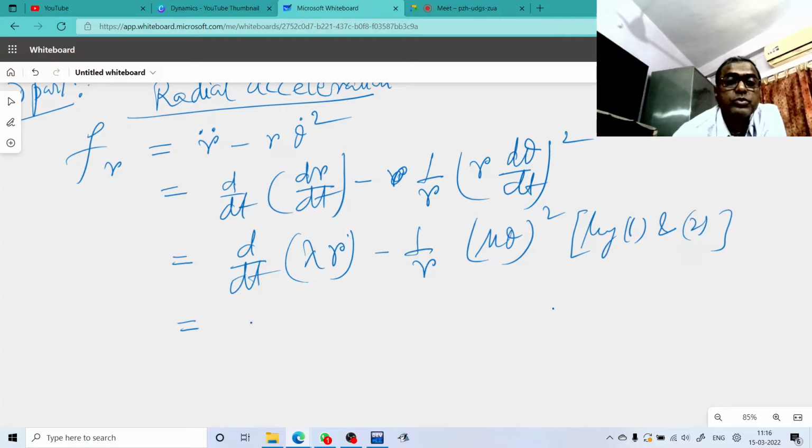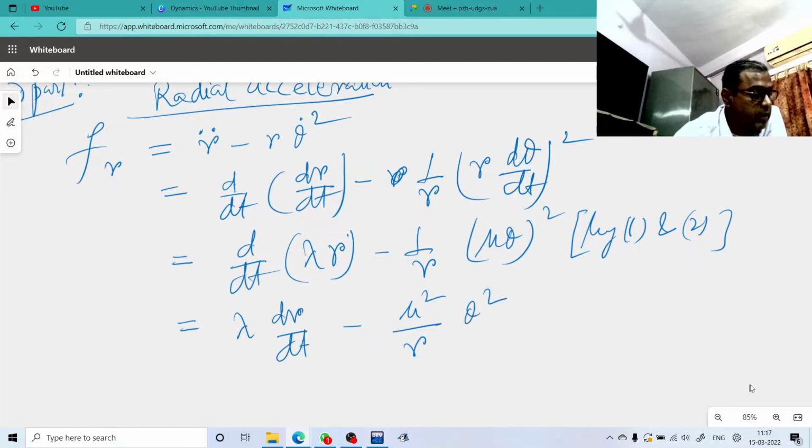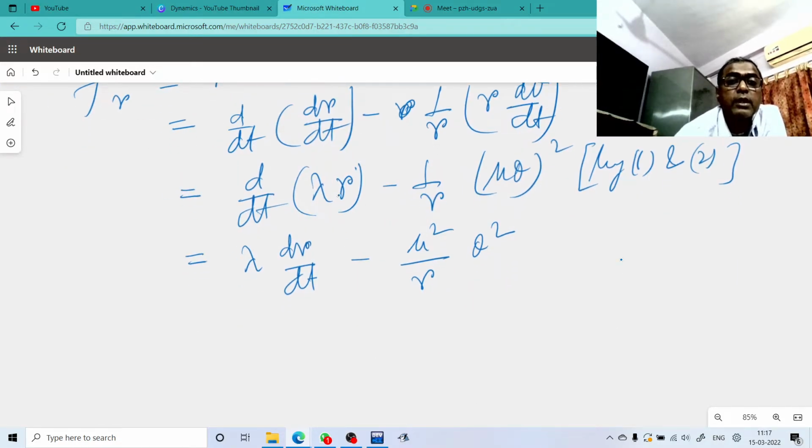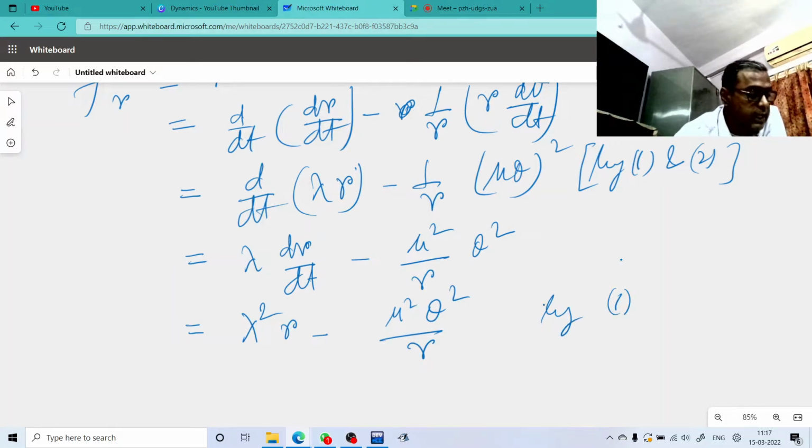This equals lambda constant, so lambda dr/dt minus mu constant, so mu square by r into theta square. Now dr/dt means again putting dr/dt as lambda r, so we get lambda square r minus mu square theta square by r, and this is the result. This is the radial component of velocity. This is proved.